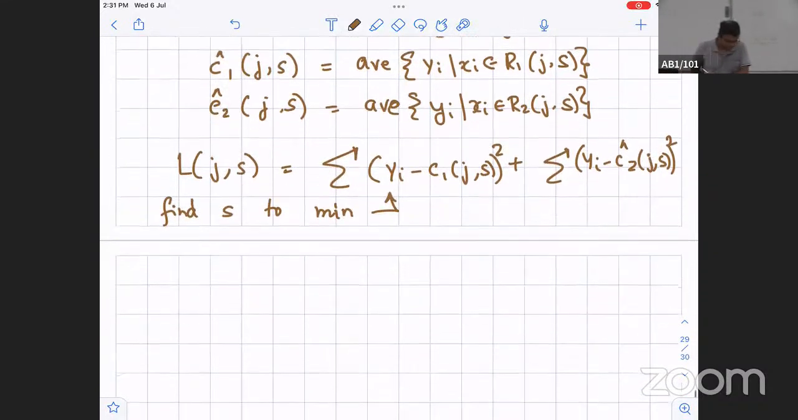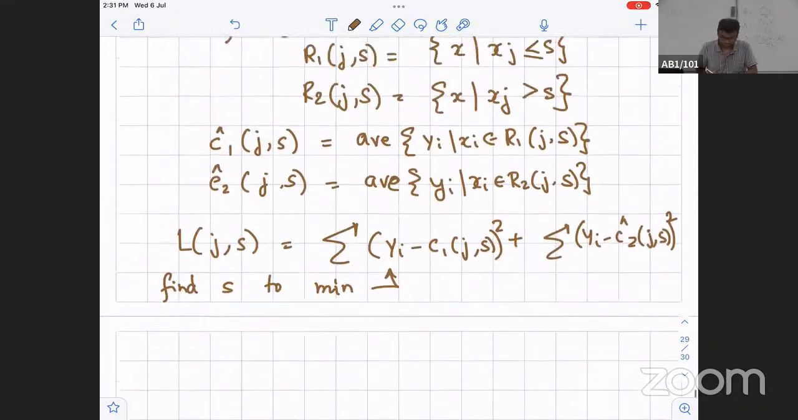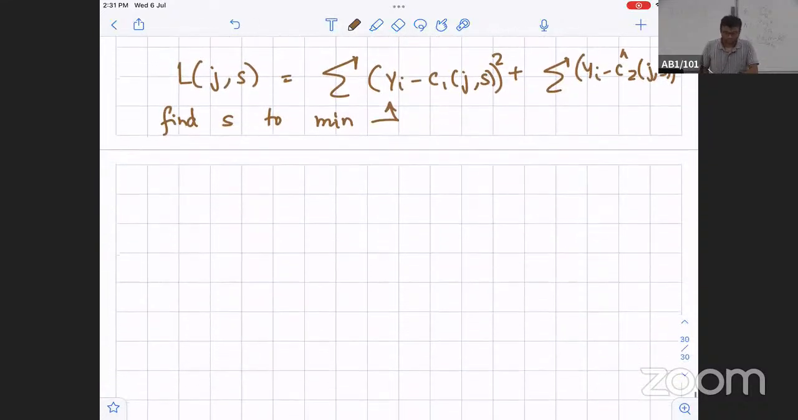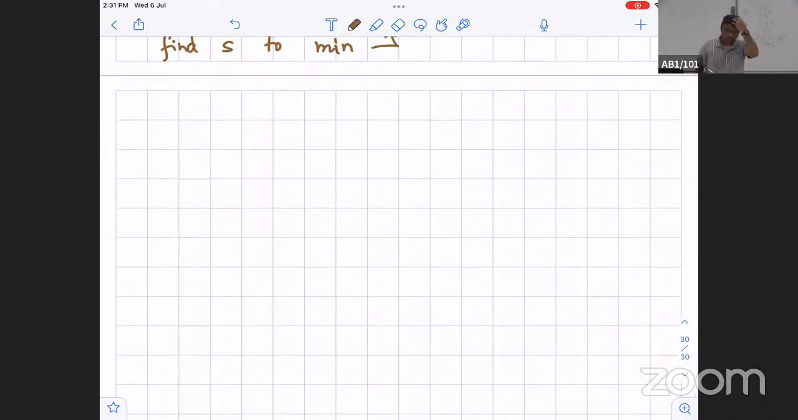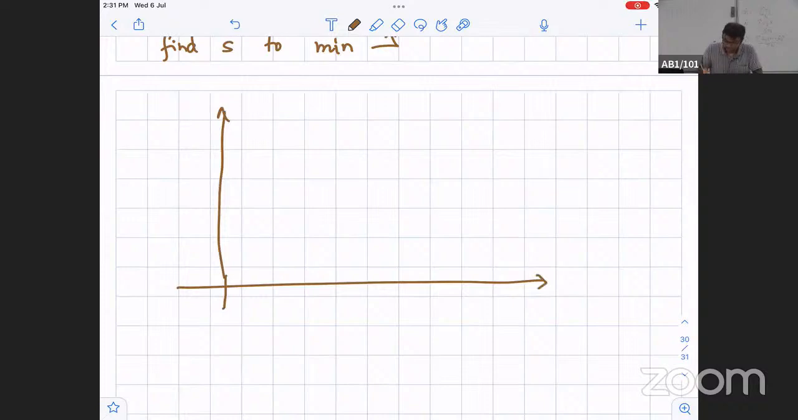So that's the greedy approach. Let me give an example so that all of you can understand this. Again, I'm going to give you a trivial example. Suppose there is only one feature x and y is the label that I'm interested to predict. Let's say these are the points that I have, something like this.